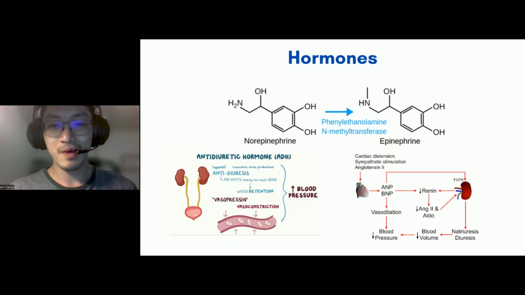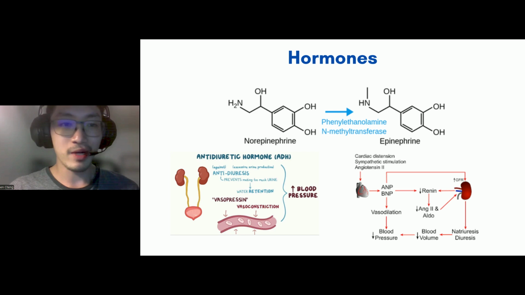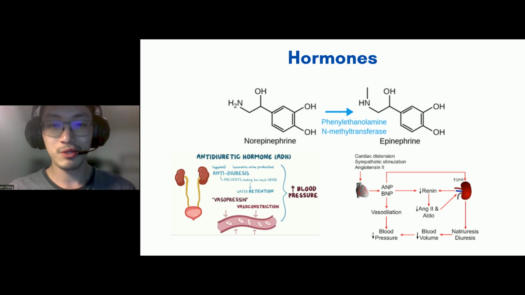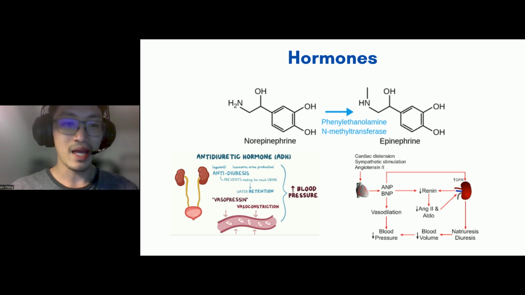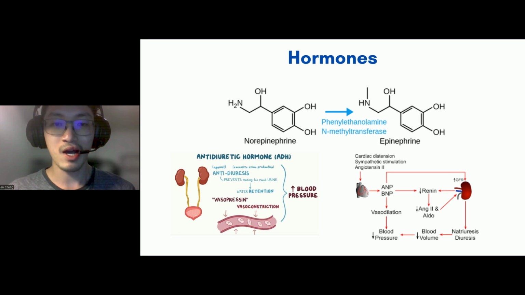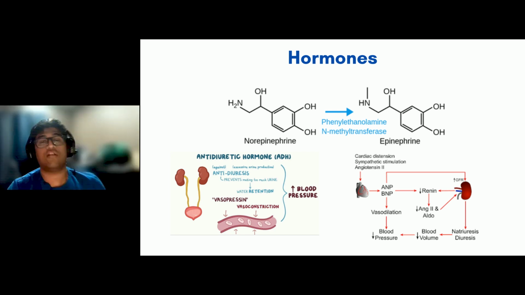Epinephrine and norepinephrine increase heart rate and vasoconstriction. The kidneys regulate long-term blood pressure by adjusting the blood volume through water and sodium balance. Antidiuretic hormone increases water retention, which raises blood pressure, while atrial natriuretic peptide promotes water excretion, which lowers blood pressure. So all of that is the short-term and long-term physiological control, right?